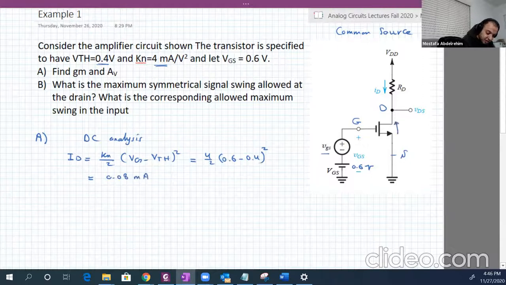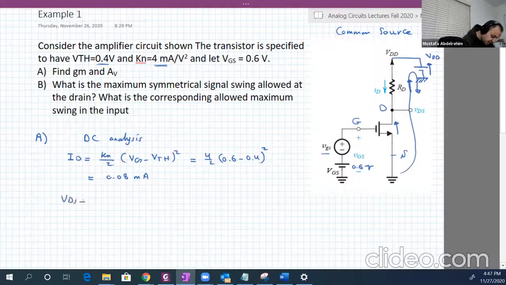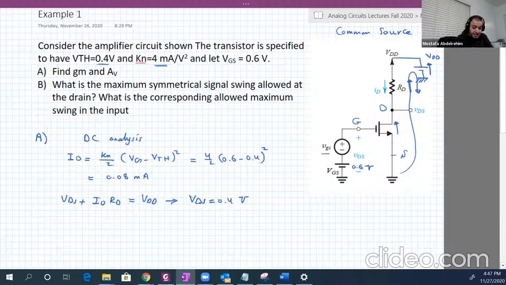From the outer loop here, this is VDS, and this is IDRD. If we just continue here, this battery is VDD. So from this loop we have VDS plus IDRD equal to VDD. From this equation, VDS is equal to VDD minus IDRD, and it will be equal to 0.4 volt. Let's compare it with VGS minus V threshold, which is 0.6 minus 0.4, so it's 0.2. And of course 0.4 is larger than 0.2, so it's really saturation.